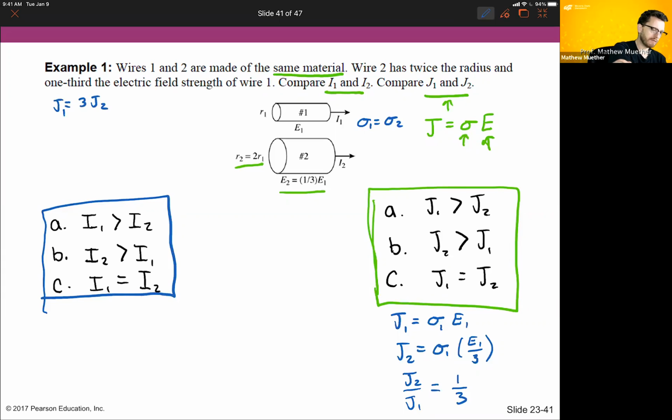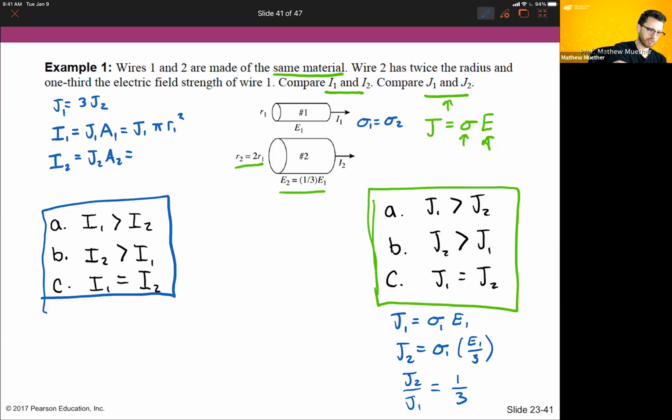What's the definition of current? Our current, I1, has got to be J1 times that cross-sectional area, cross-sectional area 1. That's how I get to a current, right? It's the current density times the area. I2 is going to equal J2 times A2. Well, what's the cross-sectional area here? A1 is going to be pi R1 squared, something like this.